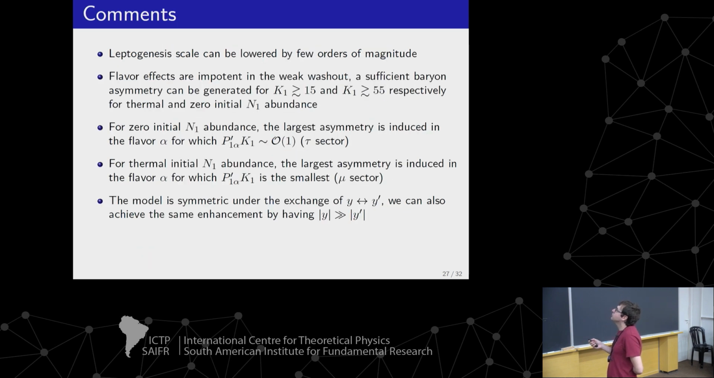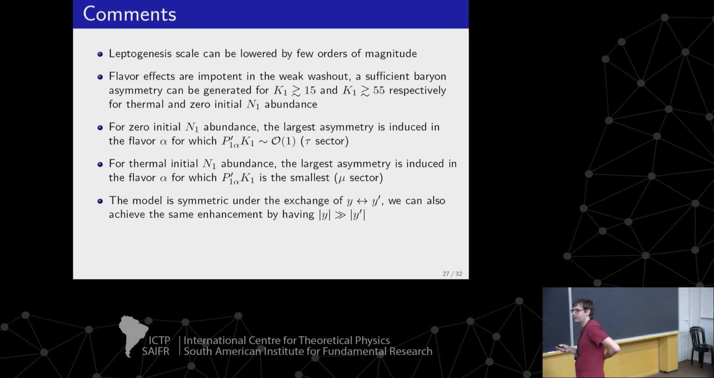Okay, so in this case, the leptogenesis scale can be lowered by a few orders of magnitude. Flavor effects are important in the weak washout. So a sufficient baryon asymmetry can be generated for K1 of 15 or 55, respectively for thermal and zero initial abundance. But you can compute K1, right?